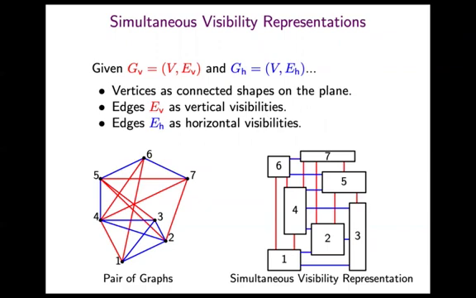Now suppose we're given a pair of graphs instead, and in particular, we assume that the two graphs share a common vertex set. A natural extension of the visibility representation for one graph is a simultaneous visibility representation for a pair of graphs. Here, vertices are still drawn as connected shapes on the plane, but the edges of one graph are now depicted as vertical visibilities, while the edges of the other graph become horizontal visibilities.